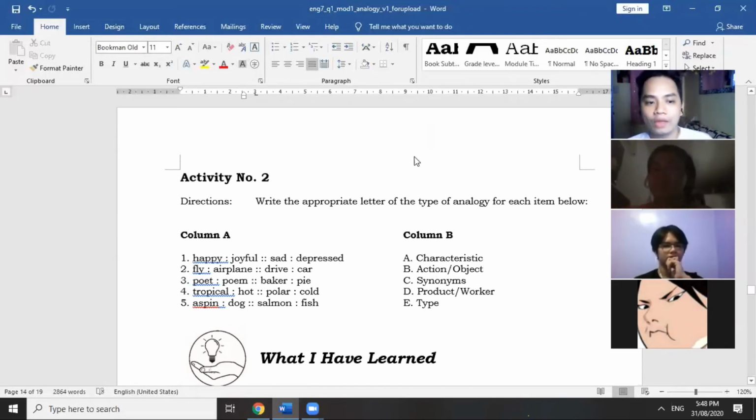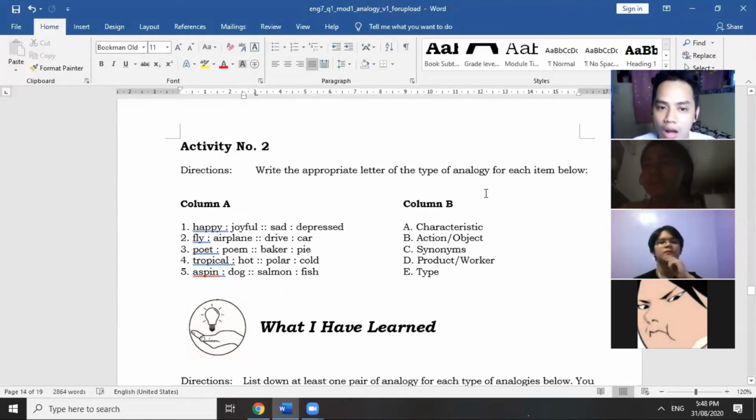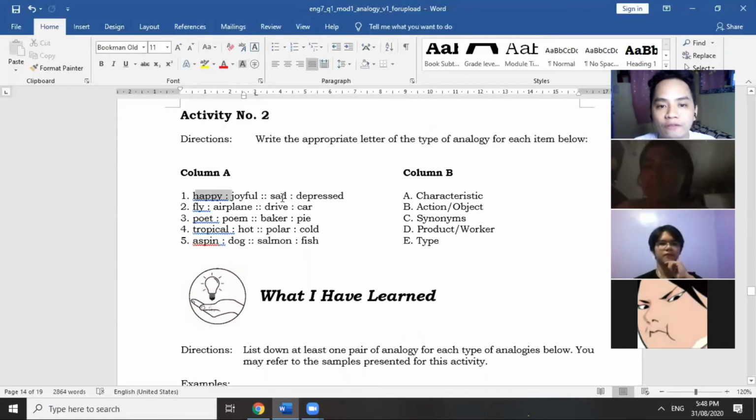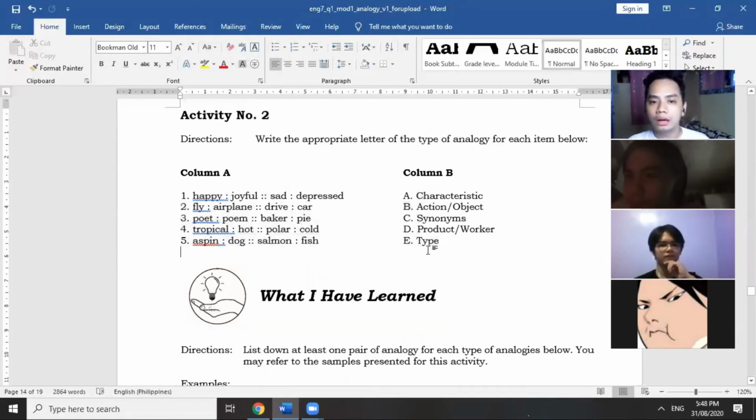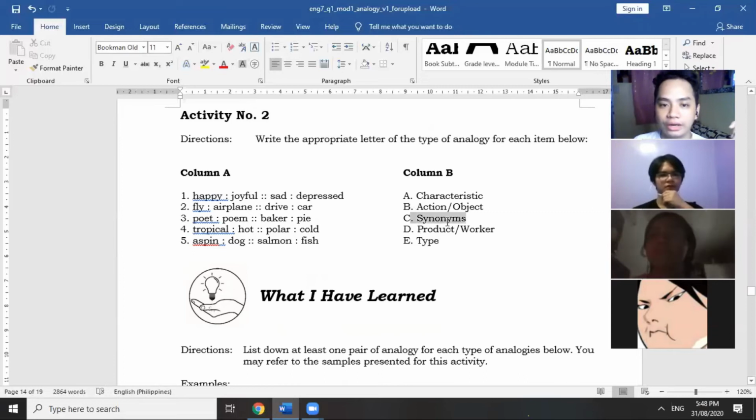Activity number two, write the appropriate letter, the type of analogy for each item below. Number one, happy is to joyful as sad is to depressed. What do you think is the answer here? Synonyms. Okay, synonyms, very good. Happy and joyful are synonymous. Sad and depressed are also synonymous.